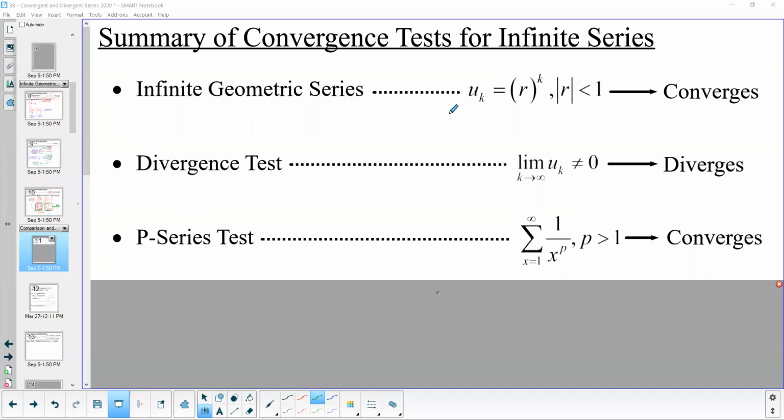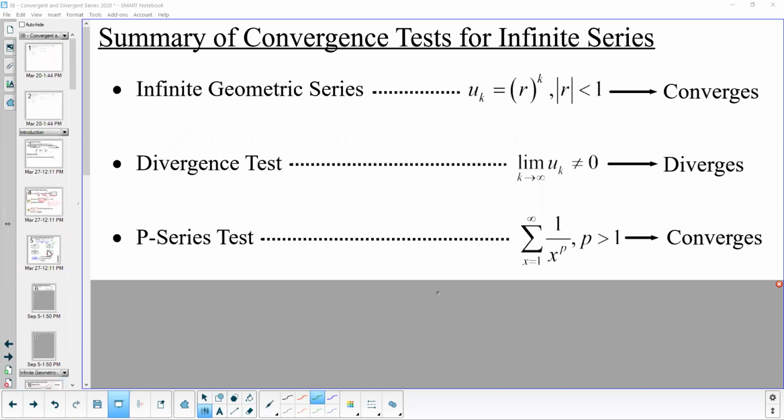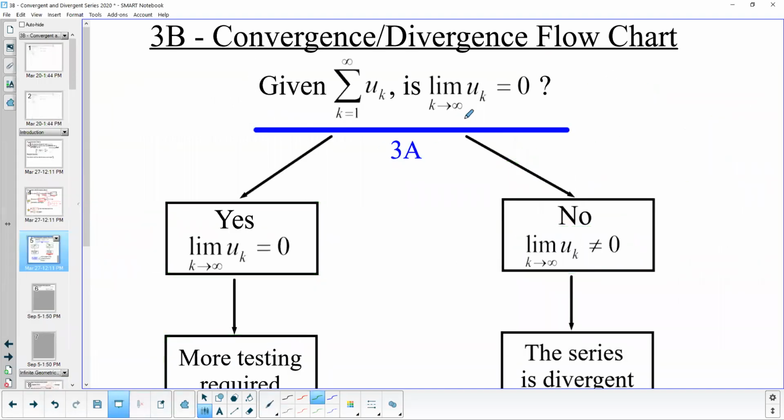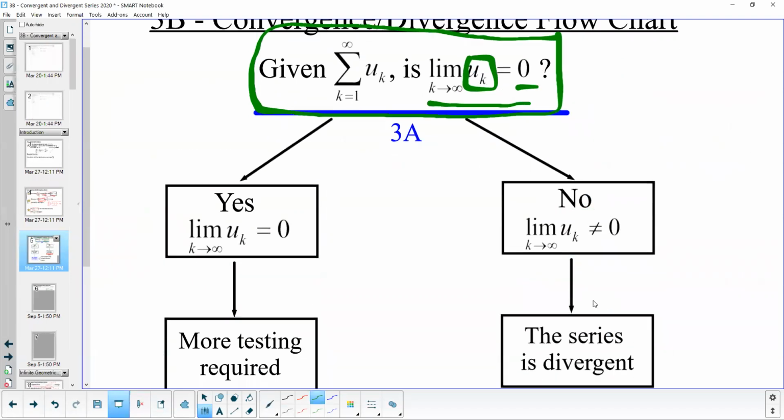So, doing a quick summary of our flowchart and our convergence tests. Let's go back to our flowchart. The idea here is we look at our series and we determine: is the limit as k approaches infinity of whatever the rule is equal to 0? If the answer is no, then we know that the series is divergent.